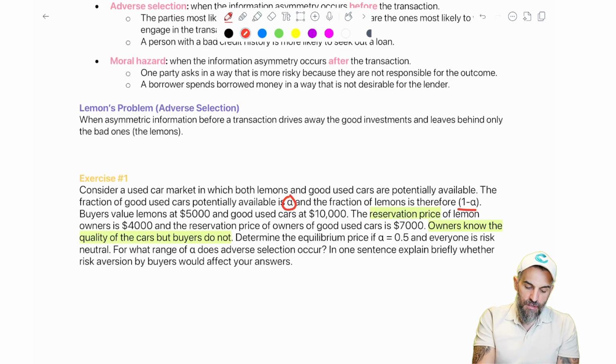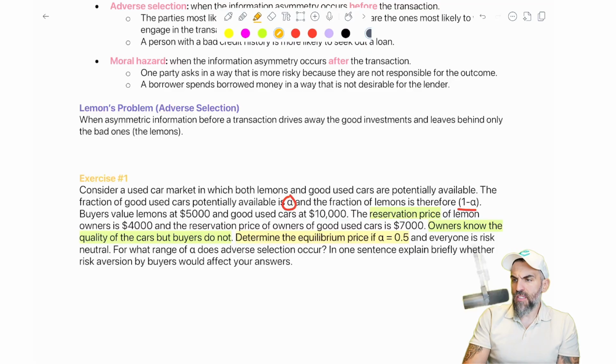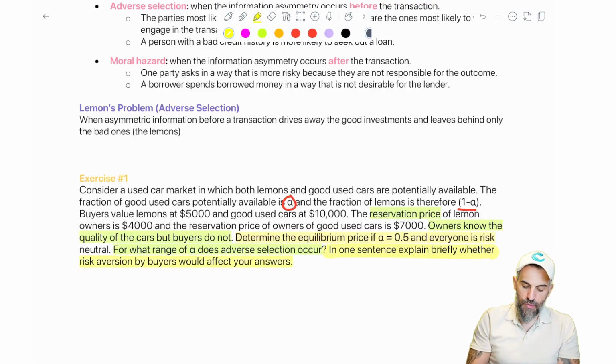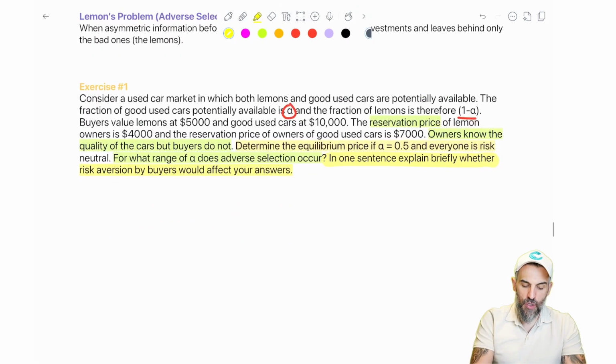There are 3 questions here. On yours, it should be kind of split up more nicely. So determine the equilibrium price if A is 0.5 and everybody is risk neutral. That's the first question. For what range of A is there adverse selection? That's the second question. And then the third question is, in one sentence, explain what would happen if your buyers were more risk averse. So for the first question, we'll call it A.